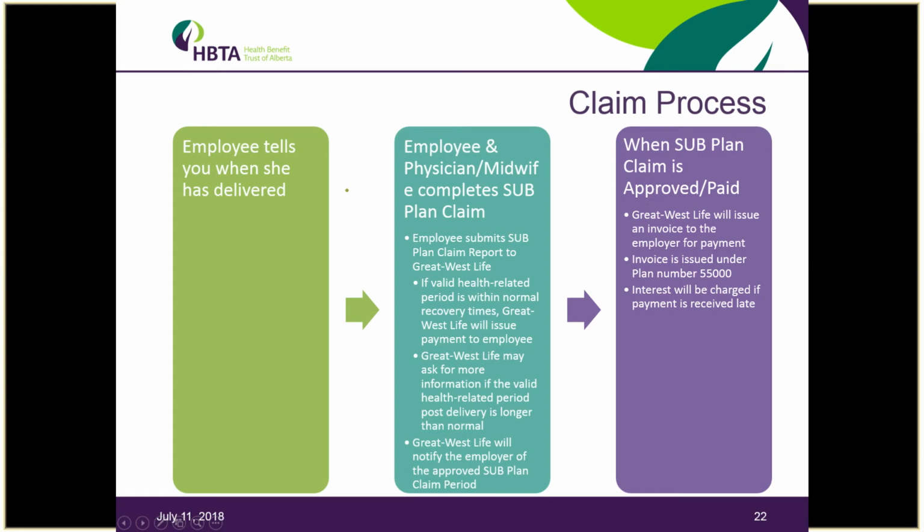Because the claim form is going in directly to Great West Life, what we have asked Great West Life to do is to notify the employer of the approved sub-claim period, because you're not going to know what the valid health-related period is. If the claim form goes in directly to Great West Life, of course you're not going to see that. You're not going to know if it's 6 weeks or 8 weeks, or if it's longer than that. So Great West Life needs to tell you that.